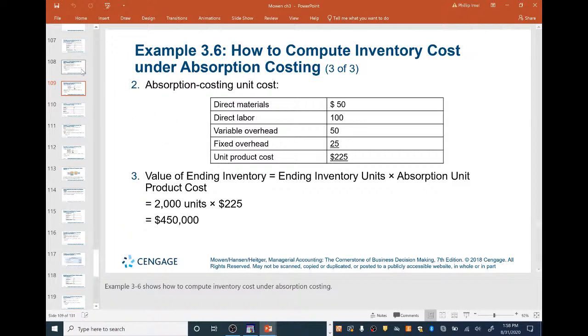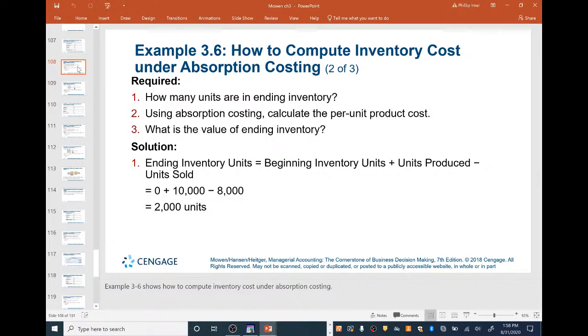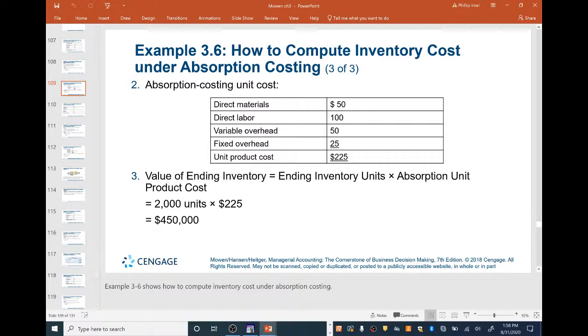The last thing they were asking is, what is the value of ending inventory? Remember, it's ending inventory units times the absorption unit product cost. We know we have 2,000 units in ending inventory, which we found in number one, times the absorption unit product cost found in step 2. Taking step 1 and step 2 gives us the value of ending inventory of $450,000.